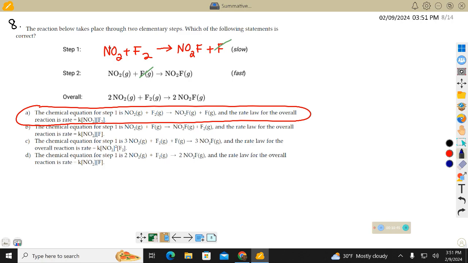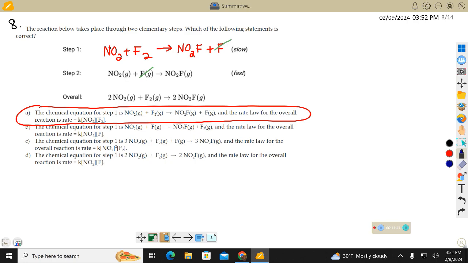Number 8. The reaction below takes place in 2 elementary steps. Which of the following statements is correct? So I'm looking for the equation for step 1 and the overall rate law. Well, this time they give me the overall reaction, and I kind of have to piece this together backwards to figure out what would be the reactants and products of step 1.